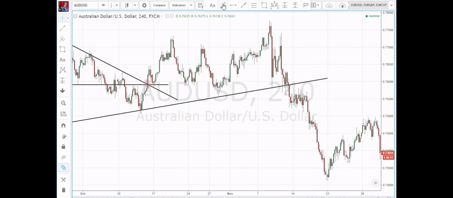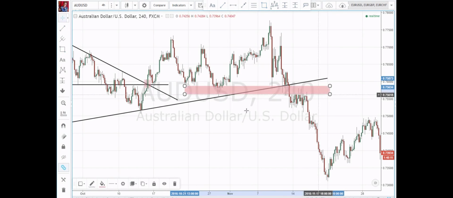At the same time, you can see that we are having some type of support area. In this area you can see that we have some type of wicks here. This area is also falling into this area. You can see lots of reaction here: resistance, support, support, support, and we break below it, came back into this, retested it from underneath as resistance, and then sold off.